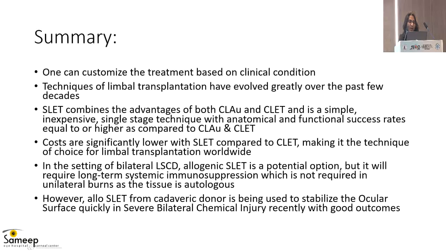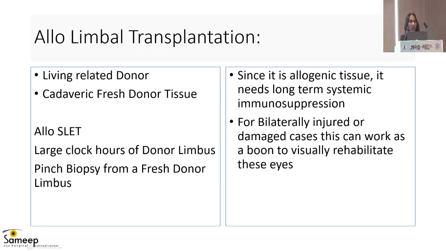In the setting of bilateral limbal stem cell deficiency, allogenic SLAT is a potential option, but it will require long-term systemic immunosuppression. However, allo-SLAT from cadaveric donor is being used to stabilize the ocular surface quickly in severe bilateral acute chemical injury recently with good outcomes.